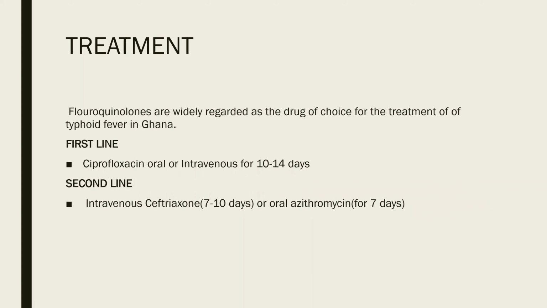So in Ghana, what's our first line? First line is oral ciprofloxacin in uncomplicated conditions, and intravenous ciprofloxacin for severe conditions. But if this is not working, your second line for severe disease is IV ceftriaxone, and then oral azithromycin.